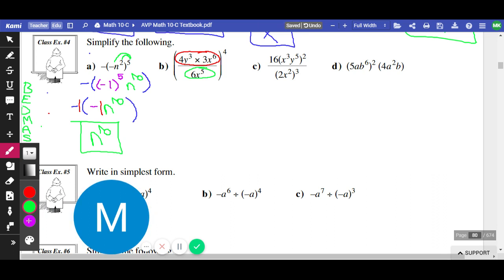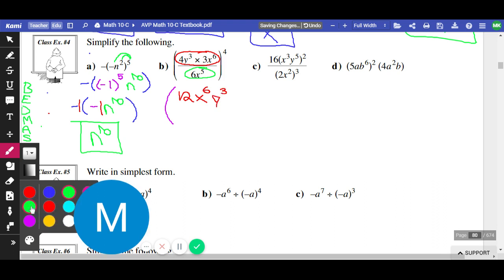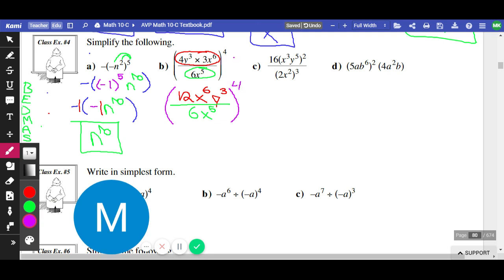So for us, that means on the top, I have 4 and 3 would multiply to become 12. Y to the 3 and x to the 6 cannot combine because they're different letters. I prefer to write them alphabetically, so it becomes x to the 6, y to the 3, all divided by 6x to the 5. And it's still all to the power of 4. I'm still simplifying inside my brackets. I've only done the top and the bottom so far.